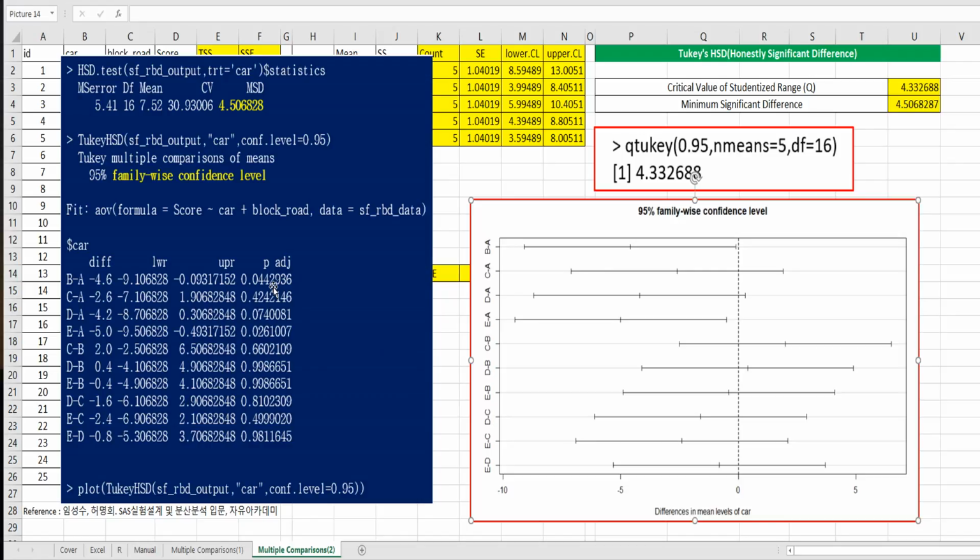And also, if you see the adjusted p-value, right? So you can see BNA shows less than the 5% significance level, right? And ENA, yeah, 0.026, so below 5%. So according to Tukey's analysis, there are two mean differences, right?